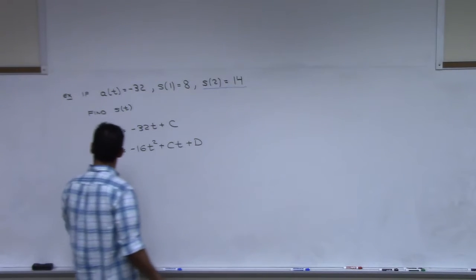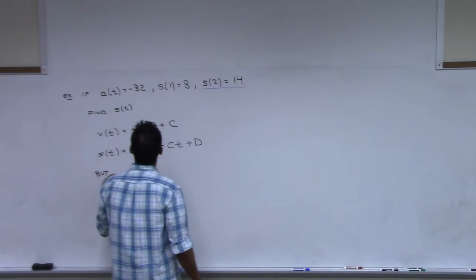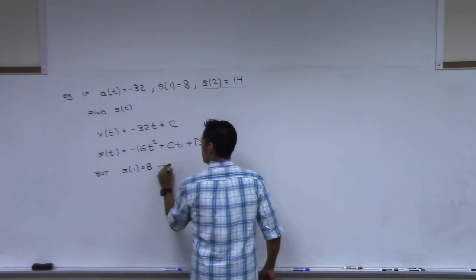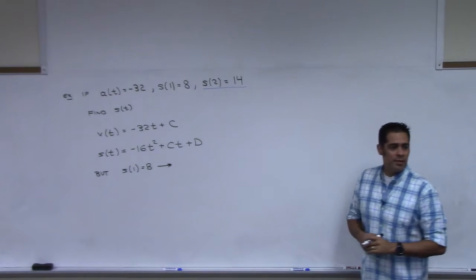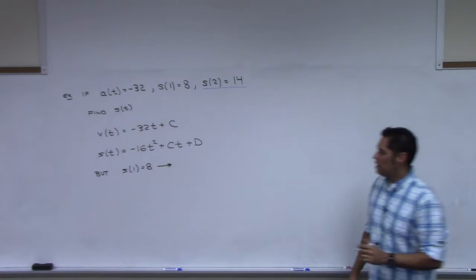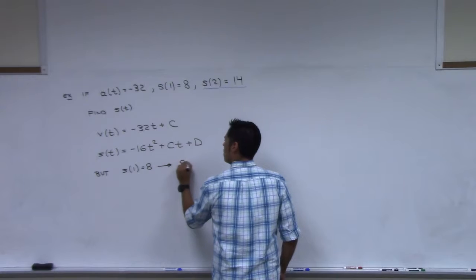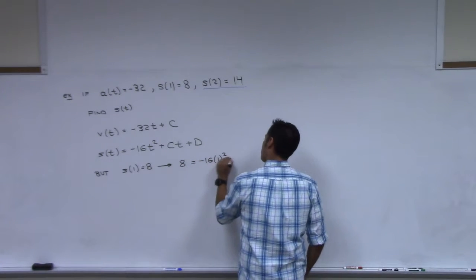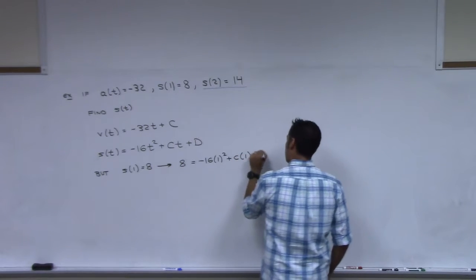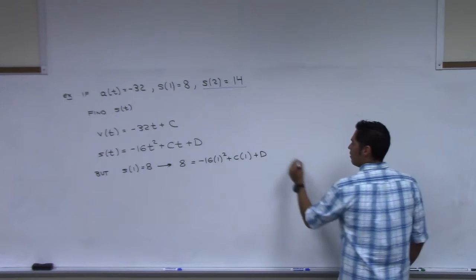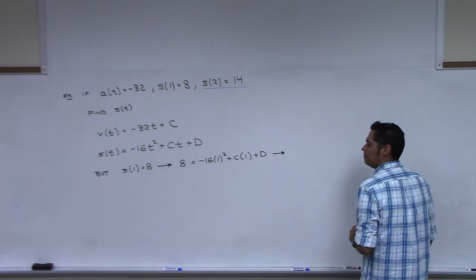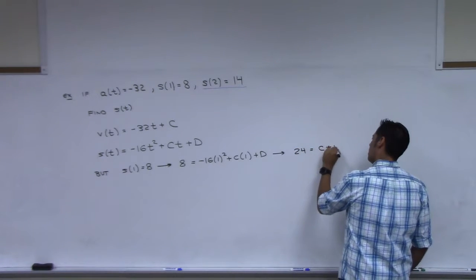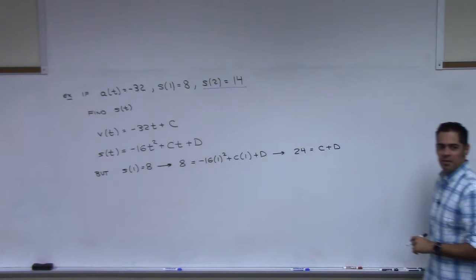But we know that s of 1 is 8, right? And that tells us that when we plug 1 into this function, it's going to spit out 8. So let's do that. 8 equals negative 16 times 1 squared plus c times 1 plus d. And if we move things around here, wouldn't you get 24 is equal to c plus d? Can anybody see where we're about to go with this?